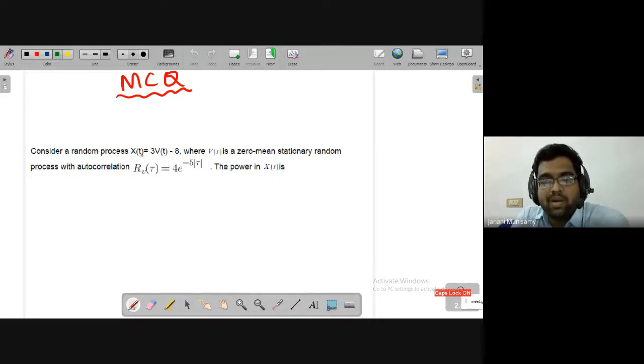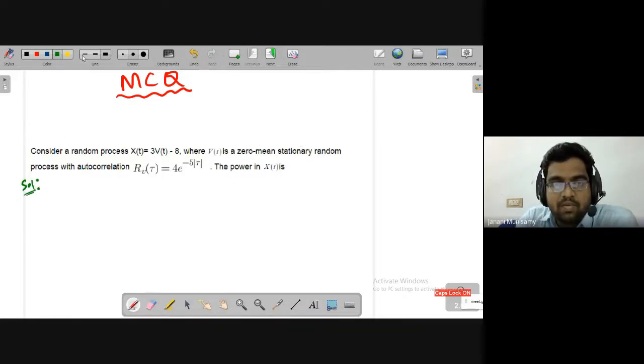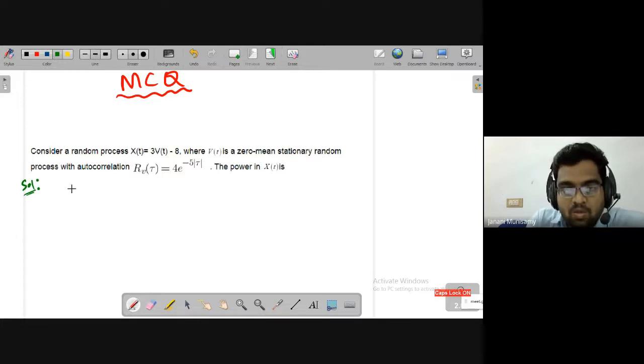Given some random process x of t, that is 3v of t minus 8. Again, v of t is also a random process. If v of t is random, then x of t is also random. And then they mentioned v of t is having zero mean. That means I know the characteristics of v of t. So the expectation value of v of t is 0.